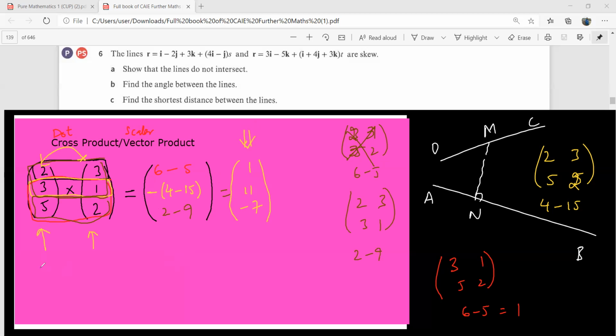Look at this. Do this quickly. 2, 3, 5 dot this 1, 11, minus 7. You see, what do we get? 2 ones are 2, 3 11s are 33, and 5 into minus 7 is minus 35. That is equal to 0. And you can also try this with the other, this 3, 1, 2.